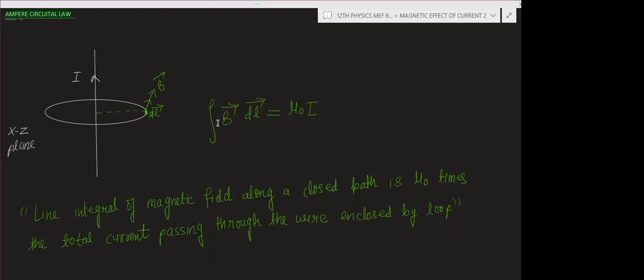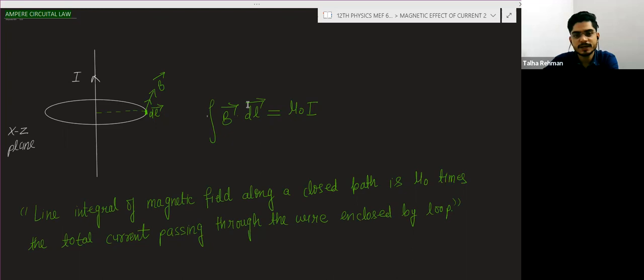Remove this, because this is a line integral, and that sign is used for the surface integral. B here is the magnetic field at this point due to this current carrying wire, and dl is the small length of this loop, the Amperian loop. This is the Amperian loop.